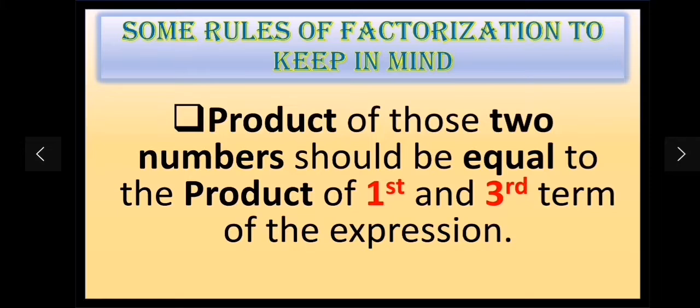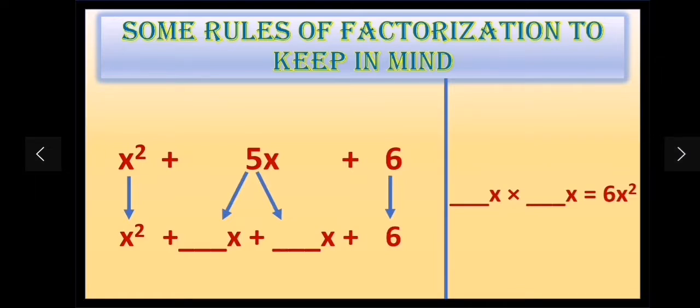Second rule is that whatever two numbers we are taking, the product of it, product means the multiplication, whenever we multiply those two numbers, it should be equal to the product of first and third term of the expression. Means here if you can see that the first and third term is x square and 6. So in the right hand side you can see that I have made a separate column where I have written that the product of the two numbers which we are thinking of should be equal to the product of first term and third term of the expression, which is 6x square.